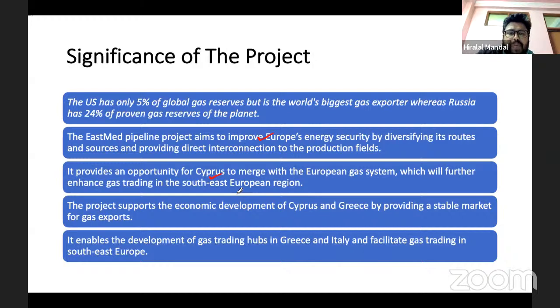So the major beneficiary could have been Cyprus, but the integration of Cyprus may also affect Turkey. That was the problem, and that is one of the important points on why it was withdrawn. It could have given a huge boost to Cyprus as well as Greece, because recently Greece has seen a slump in its economic growth. So it could have provided a stable gas market to these economies, especially Greece, Italy, and Cyprus. That is the significance of the project.